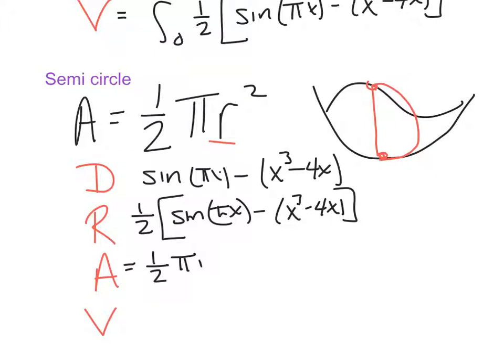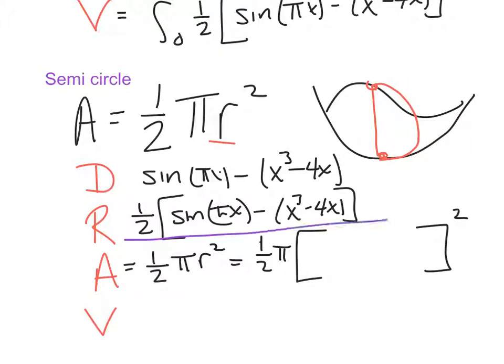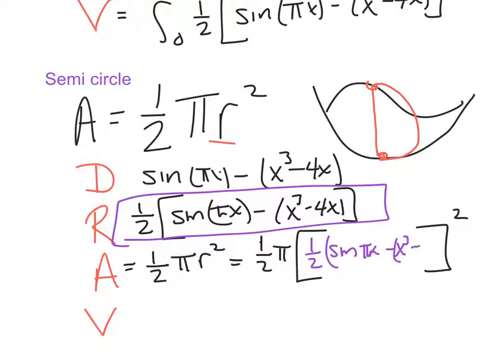1/2 pi radius squared. So I'm going to go 1/2 pi, and I'm going to take whatever I wrote down for radius and square it. So I wrote down this, so I have to put that in its place: 1/2 sine of pi x minus x cubed minus 4x.